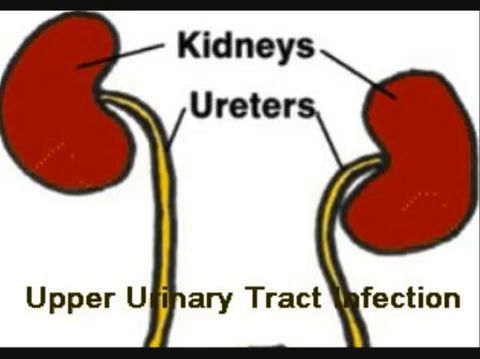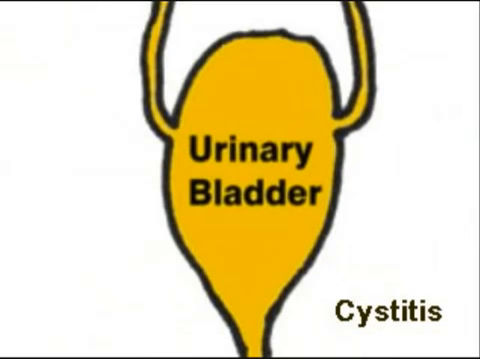For the upper infection, the affected organs are the kidneys and the ureters. For cystitis, the infection occurs in the bladder. As for the lower infection, the urethra becomes infected.